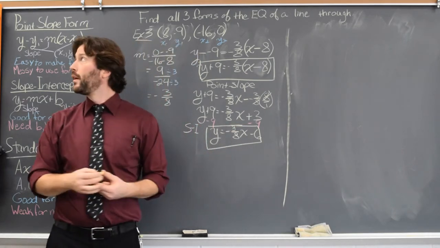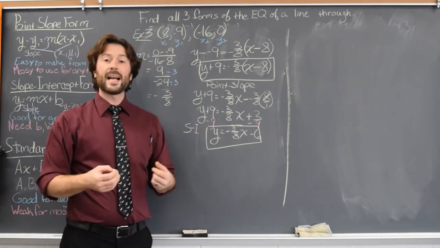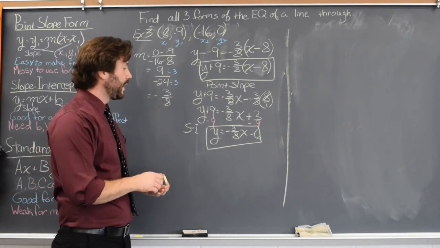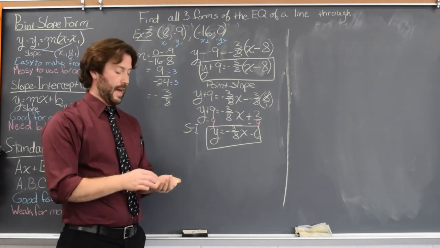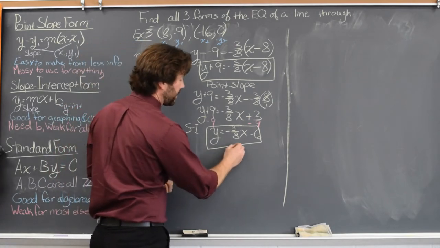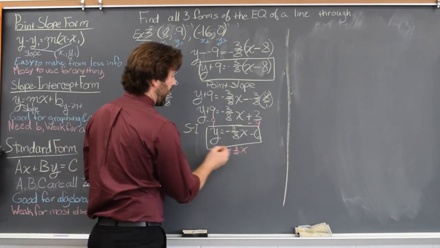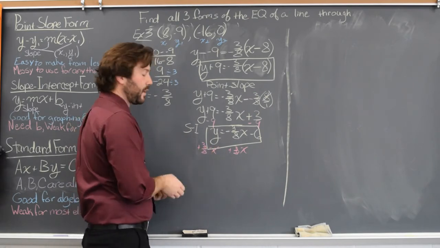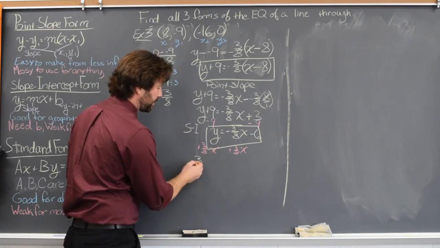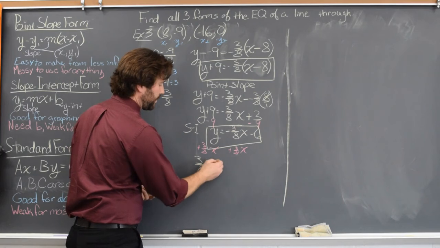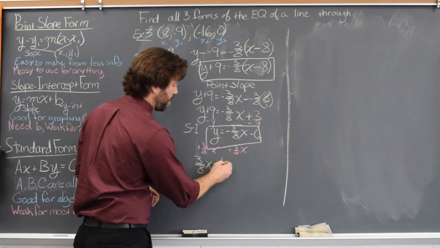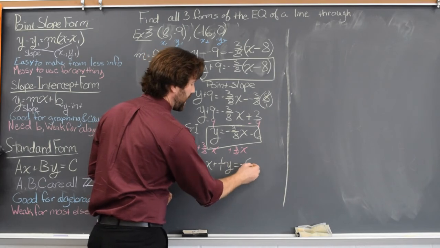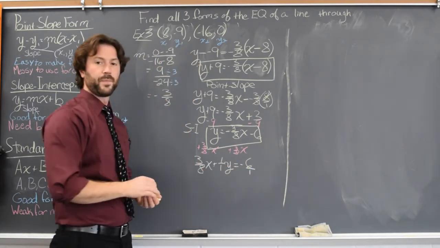There we go. Okay, last up, I want to get this into standard form. For standard form, I need to get x and y onto the same side. So I'll start by adding 3/8 x to both sides. So I have 3/8 x plus, I'm going to say, 1 over 1 y equals negative 6 over 1.